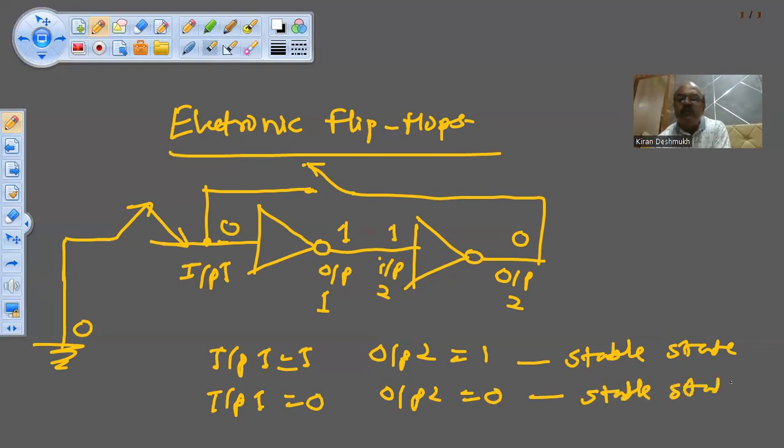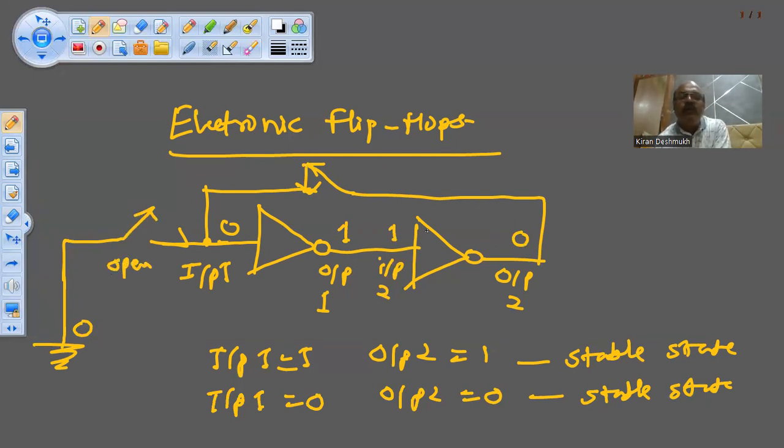This is also a stable state. Now what I do, I disconnect this, I connect this switch here like this, and I disconnect this switch. I make it open.